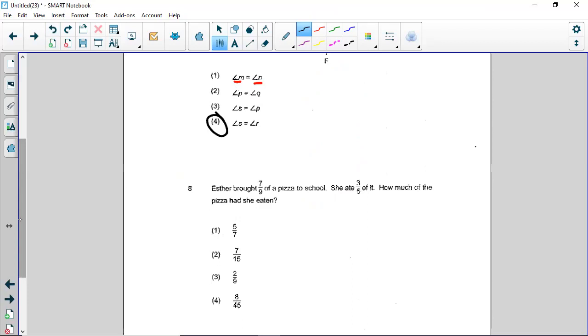Okay, let's go to number 8. Esther bought 7/9 of a pizza and she ate 3/5 of it. So how much of the pizza has she eaten? What do you do? You take 3/5 of. Remember what we did last time? 3/5 of is times. And what is it? It refers to the pizza that she bought. So you take 3/5 times 7/9.